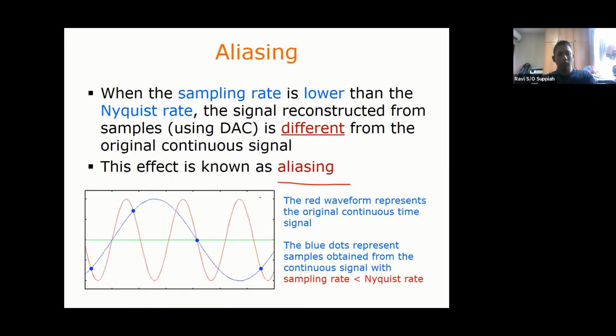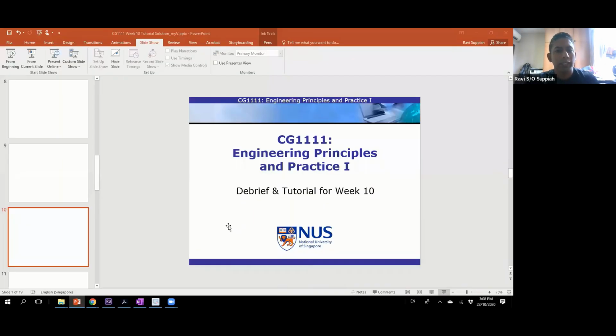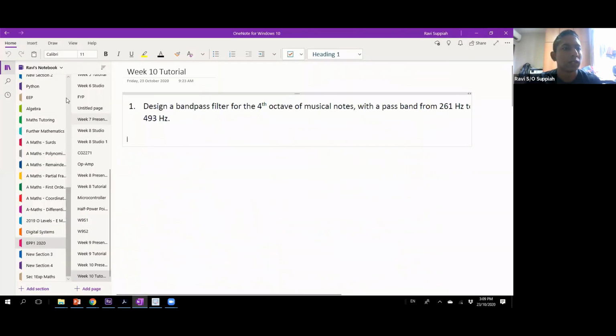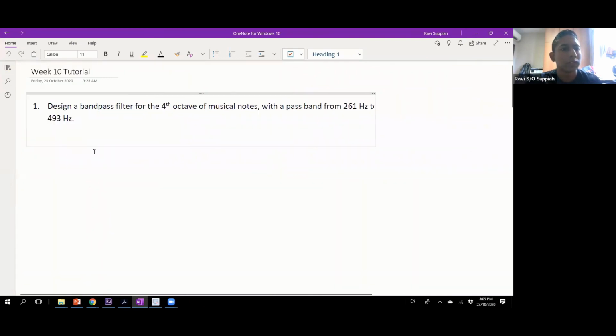Okay, so those were the concepts that we covered in class. Let me switch over first to this. Okay, so let's go through the tutorial questions. Okay, y'all can see the screen? Okay, good, thank you.